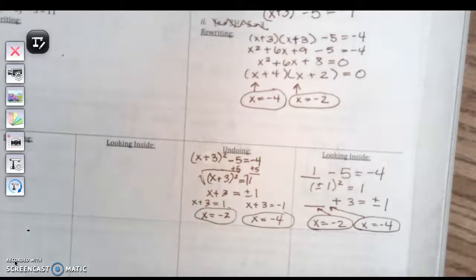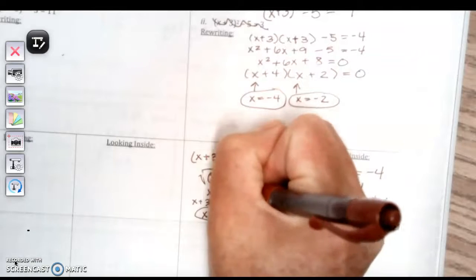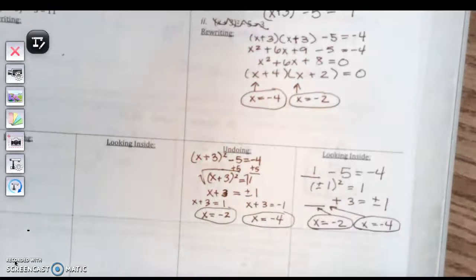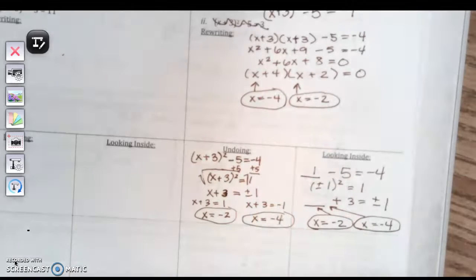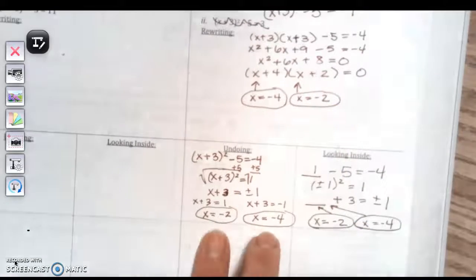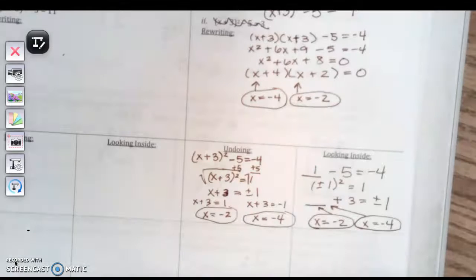We take the square root of 1, which is just 1, but you have to say plus or minus 1. That's how you get your 2 answers. And then just like we did on page 1, we set each of those equal to 1 and negative 1. So we get an answer of negative 2 and negative 4. Notice those answers are the same we got right there, right? Same answers. You should get the same answers, right? It's the same problem.